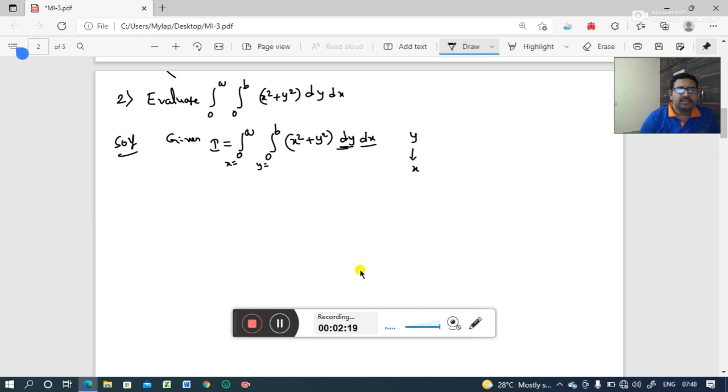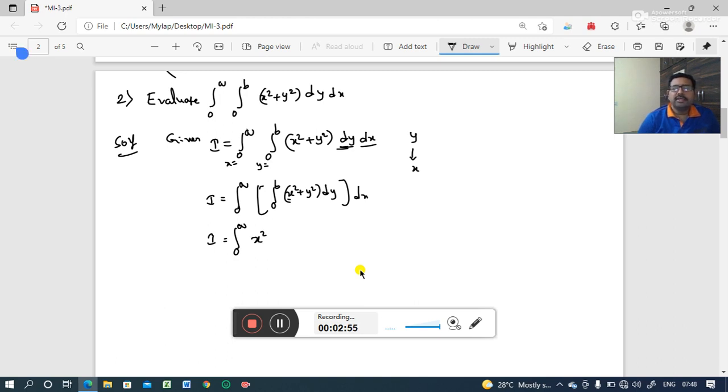So let's integrate this. I is equals to integral 0 to a, within bracket you are writing integral 0 to b function x square plus y square into dy into dx. I is equals to integral 0 to a. Now first let us integrate with respect to y. Your first term contains x square, so x square you are treating as a constant, and you write x square as it is.